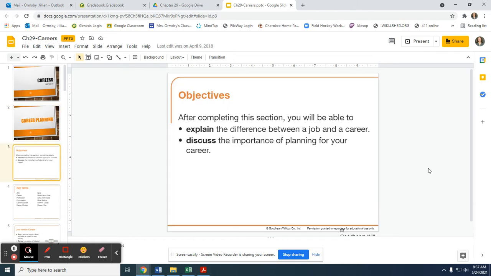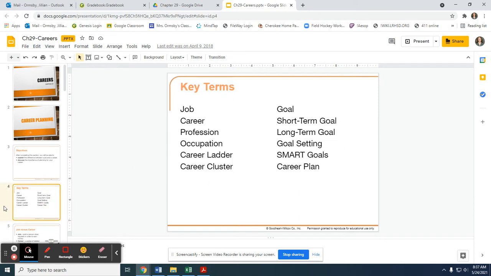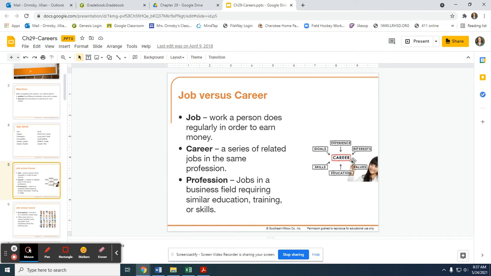So, our objectives for today are to explain the difference between a job and a career and discuss the importance for planning for your career. Our key terms are job, career, profession, occupation, career ladder, career cluster, goal, short term goal, long term goal, goal setting, SMART goals, and career planning. So, the first thing we want to do is differentiate between a job versus a career.